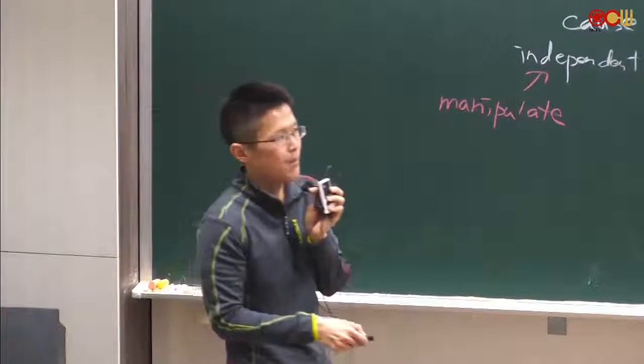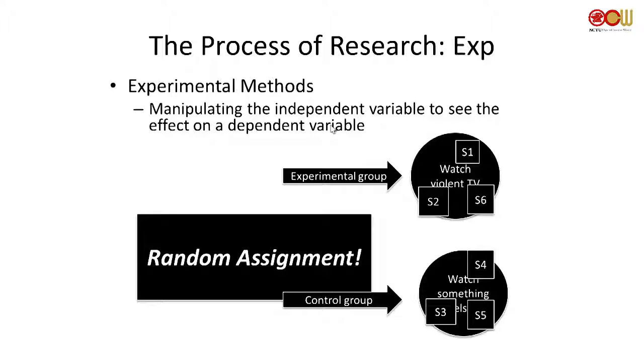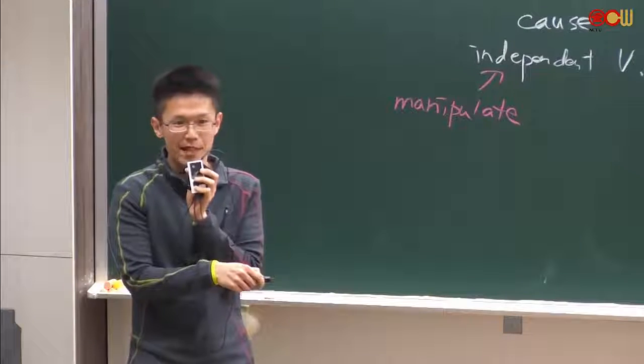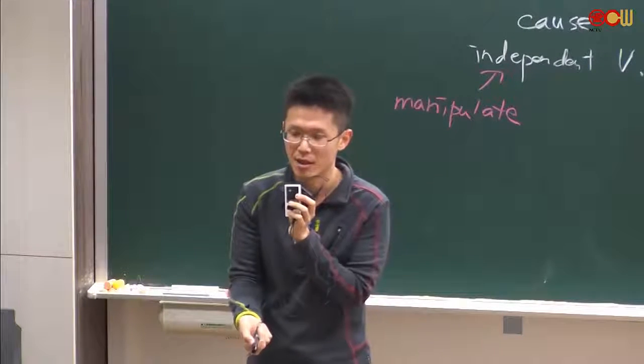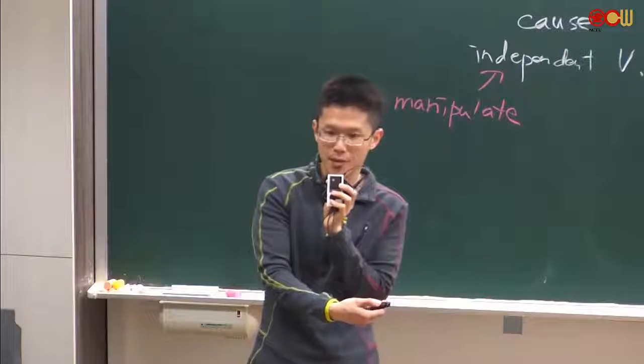Okay. Also, random assignment is important. Which person goes to which group has to be determined by randomness. This is quite important. Of course, you will see this kind of question in your midterm exam. Okay. And also, when you are doing your assignment, you have to read the paper first.